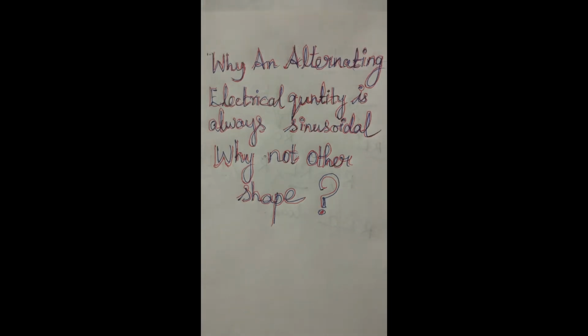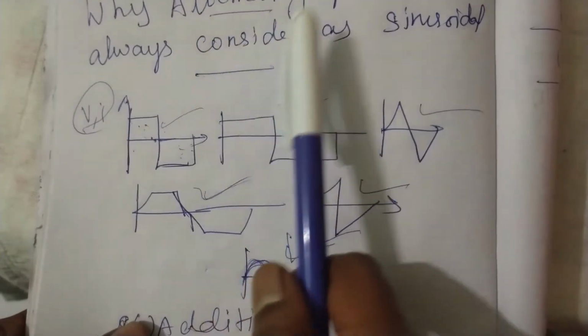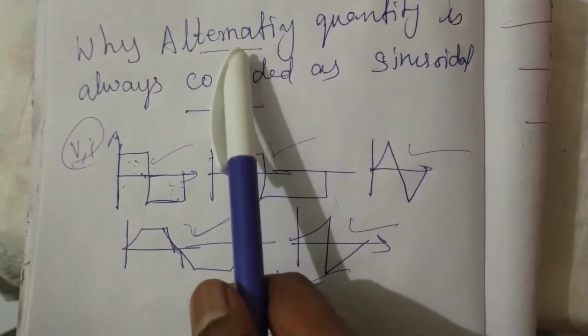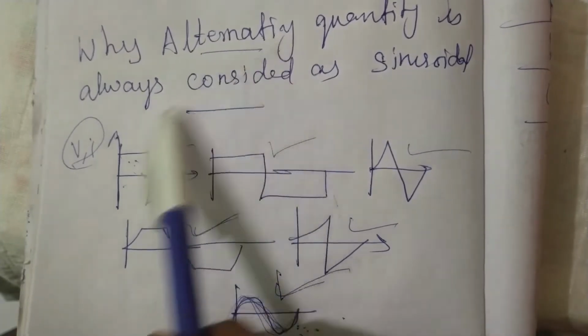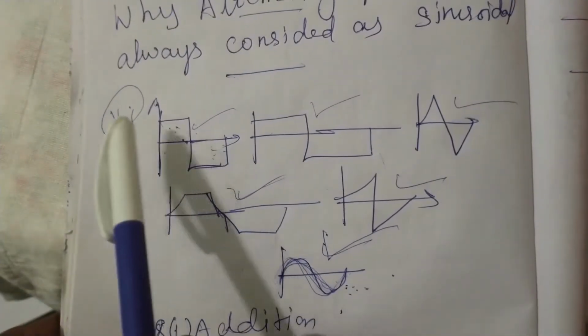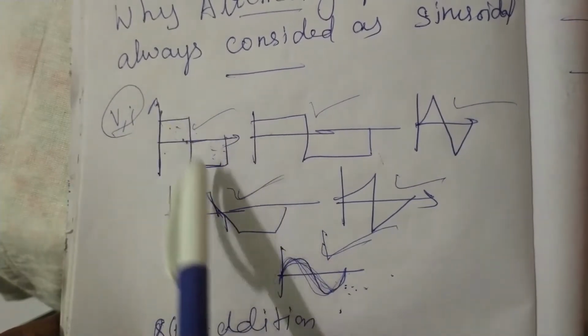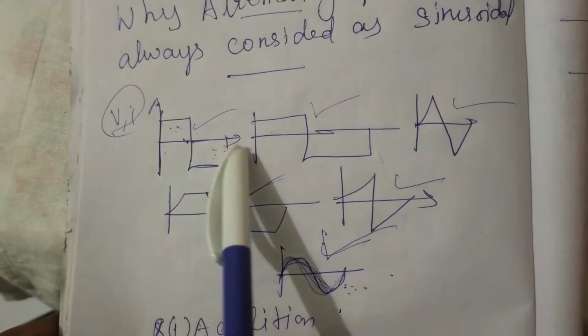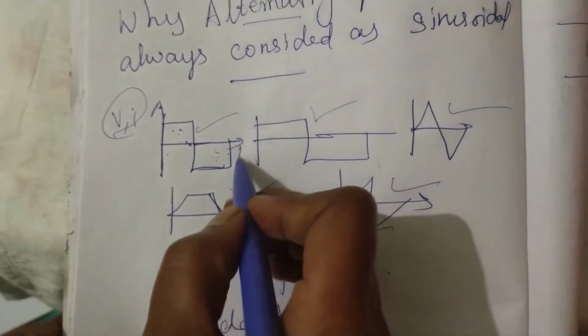Why is an alternating electrical quantity always sinusoidal? Why not another shape? This is the topic of this video. The electrical quantity means voltage or current. An alternating electrical quantity means the voltage and current periodically change their magnitude and their direction with respect to time.